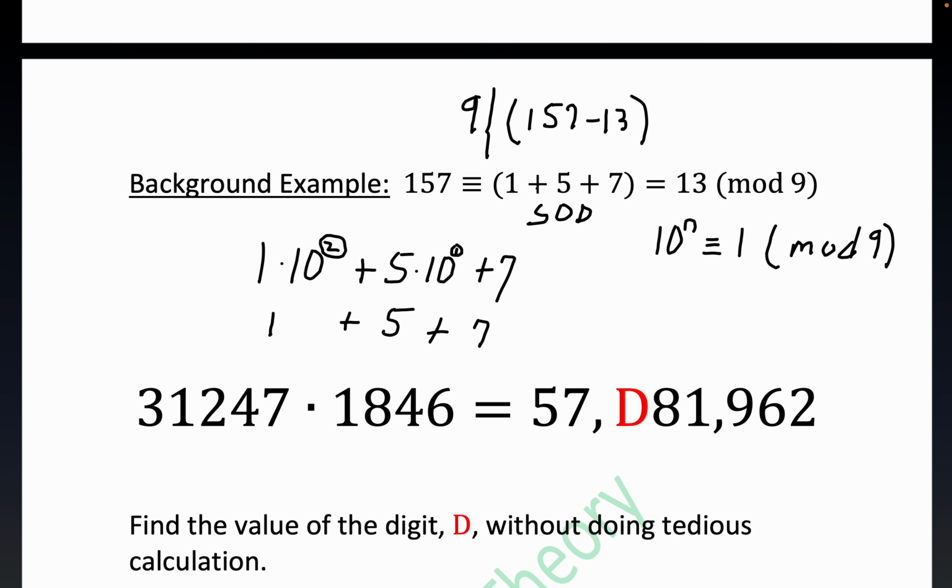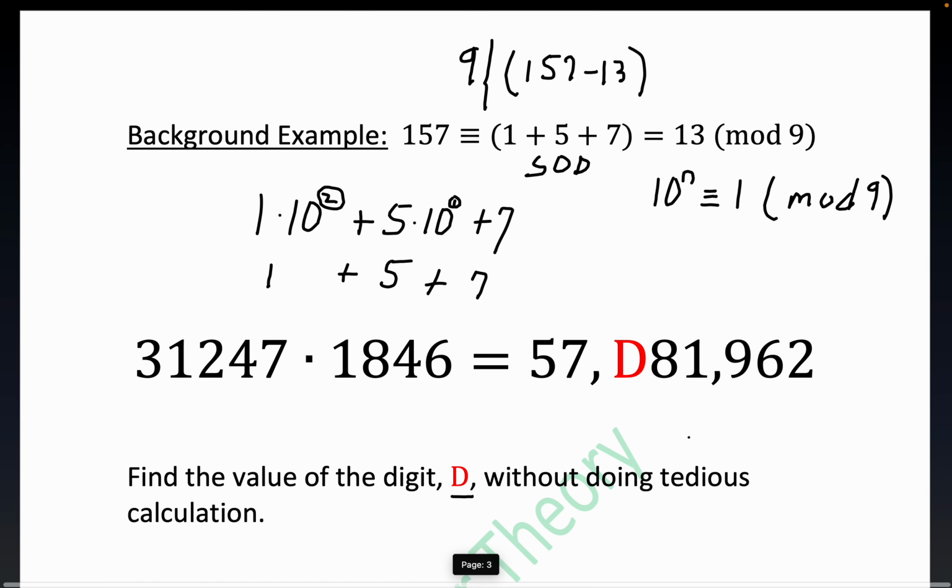But the big import here is that you can get a congruence of the sum of the digits, and it's kind of a congruence reduction sort of thing. Okay, so let's get going. We're trying to find this missing digit D, and D is a digit, it could be between 0 and 9, it's in base 10, right? So we're trying to find this value D, right?